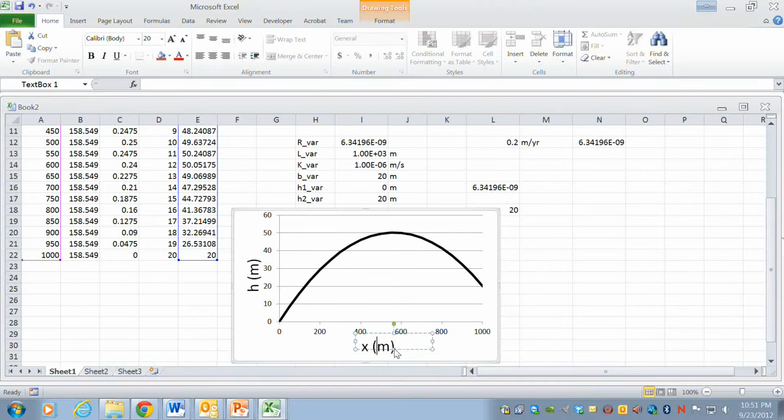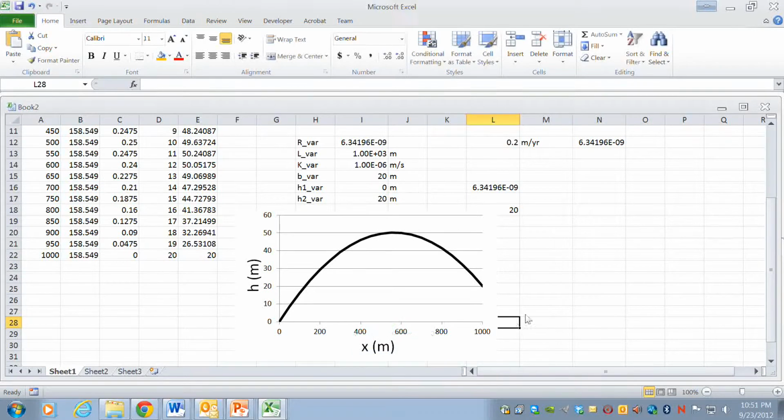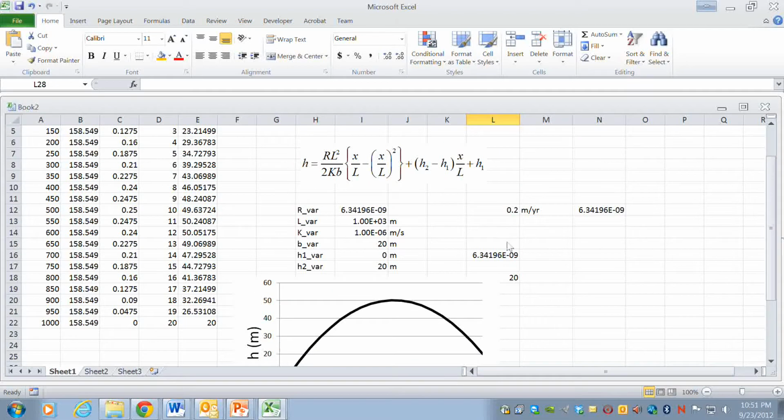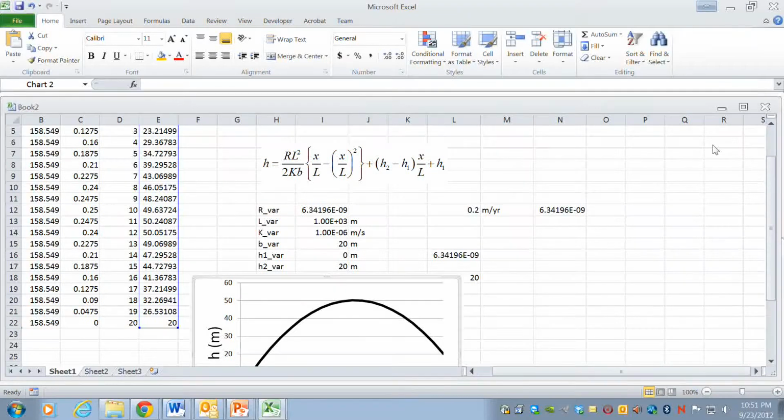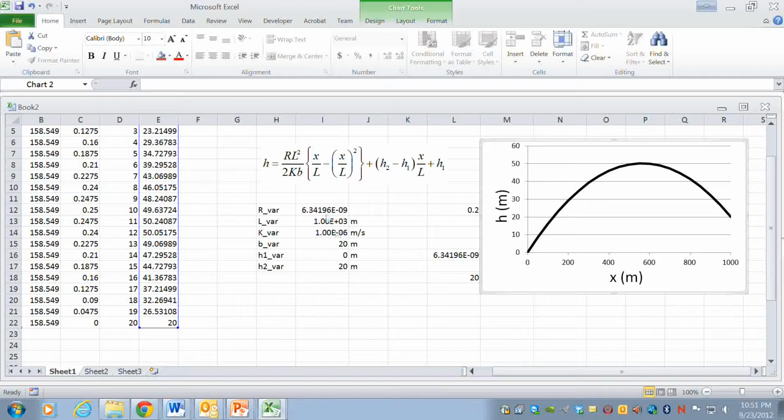So one last thing before we leave this that I didn't point out. Here's the plot and it's tied into the data. But if we go back to these variables, one of the things that we can do is use this setup to evaluate what happens when we change the variables around. So let's put this plot over here. These variables are linked into the calculation.